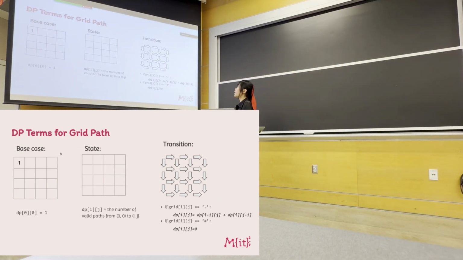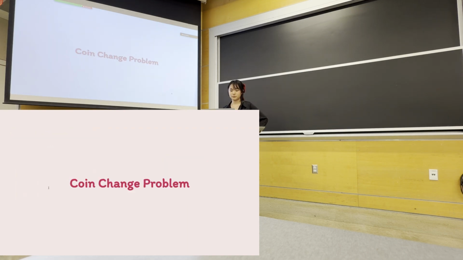So for the example problem we just did for grid path, our base case is 0, 0, which gives us 1. Our state is the number of valid paths from 0, 0 to ij. So for each ij, sorry, dpij would be our state, which is the number of valid paths from 0, 0 to ij. And transition is how we get from one to the next. So if our grid at ij is just a dot, we add the left and the top. If it's, I guess, a star, correction, then it'd just be 0 as an obstacle.